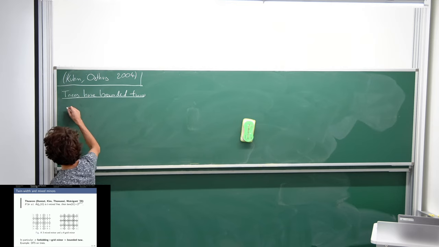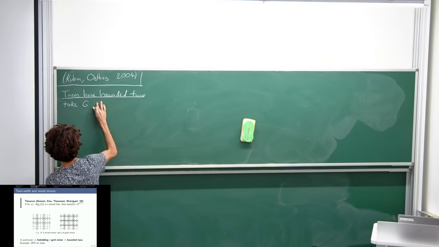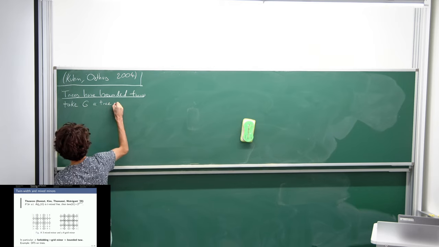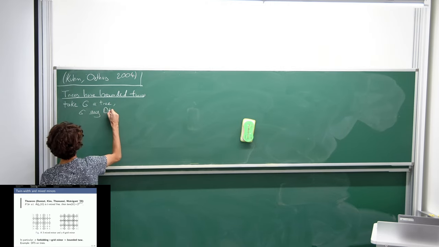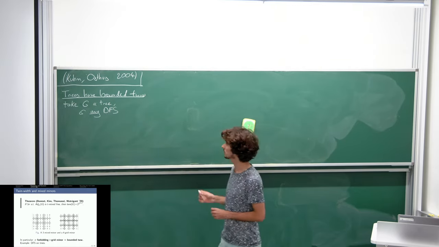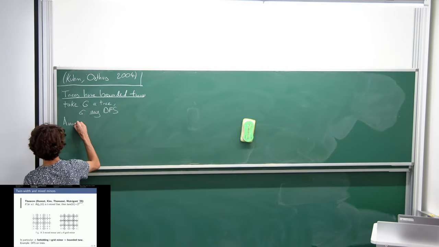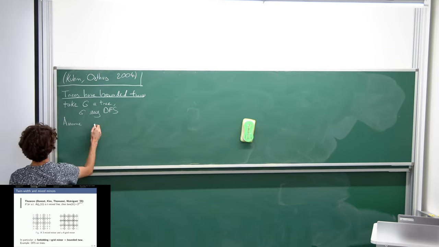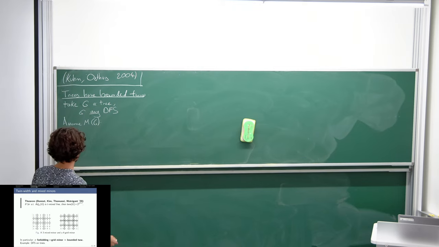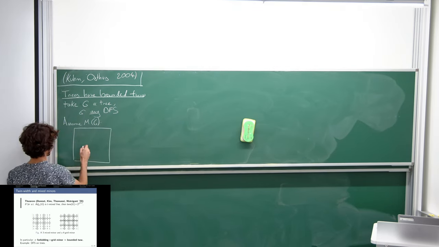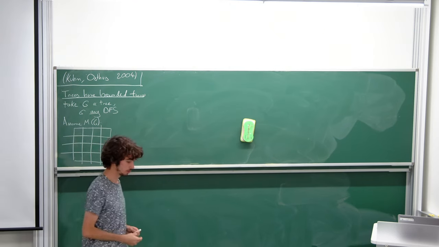So assume it's not the case, and let's take G a tree, and you take sigma any DFS order on the vertices of your tree. You start at any root, and you do your DFS. Assume, for the sake of contradiction, that M(G) can be cut like this into a 4 by 4 grid minor.